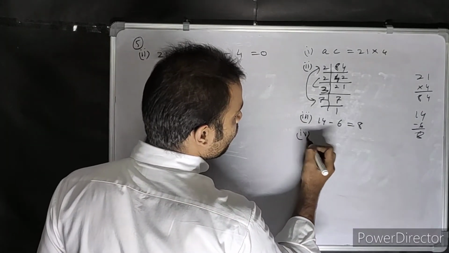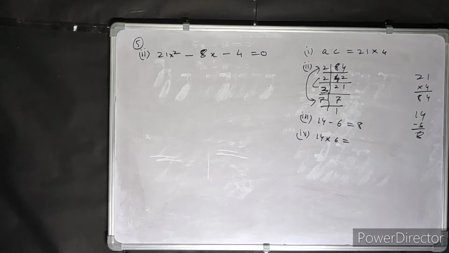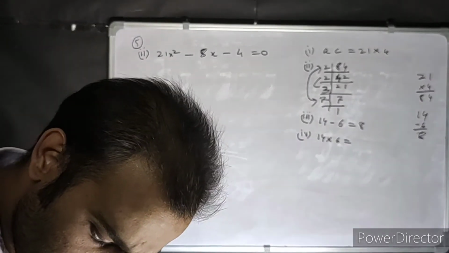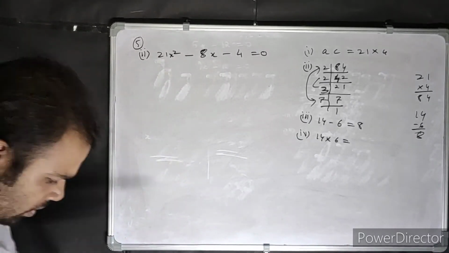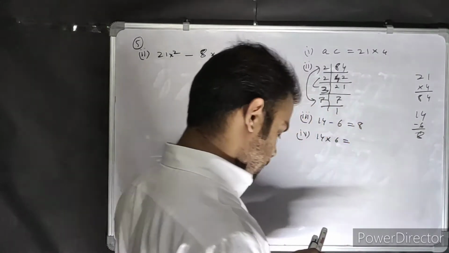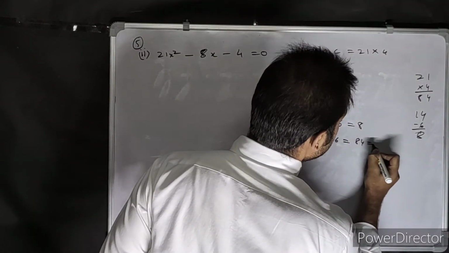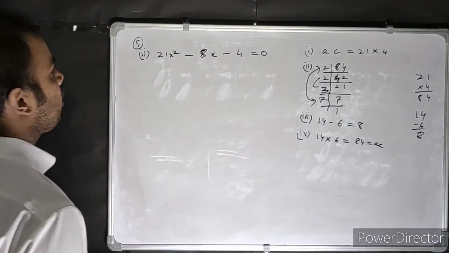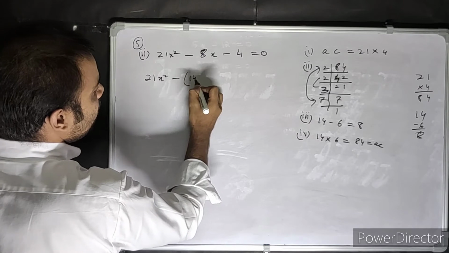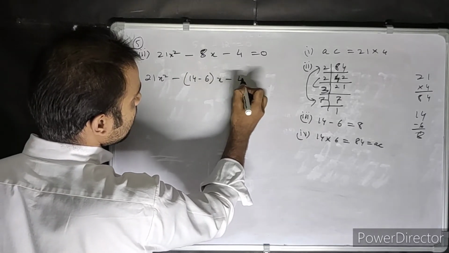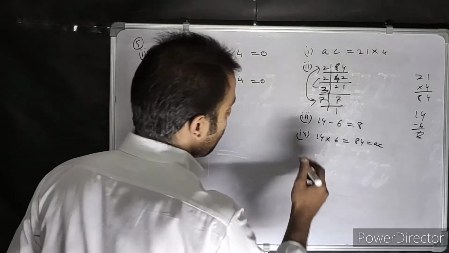Now the fourth step would be 14 into 6 to check if it is 84. Okay. So I'm checking in my calculator. So that will be 14 into 6, 84. Correct answer, 84, that is equal to AC. So all my steps are correct. So let's start now. 21x square minus 14x plus 6x minus 4 equals to 0. So which step am I supposed to do after I have got all 4 correct?